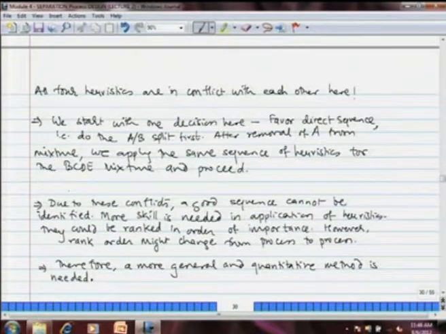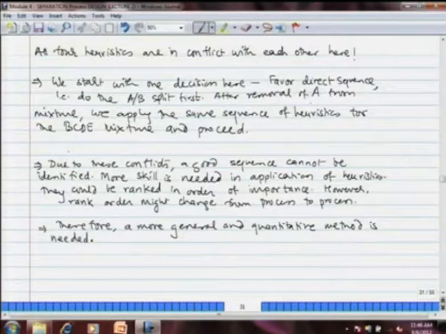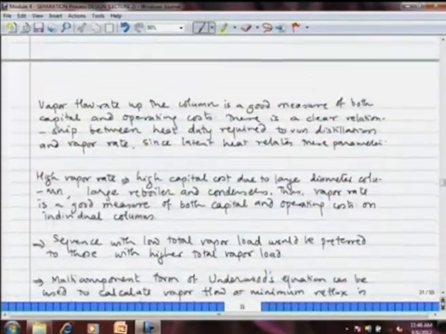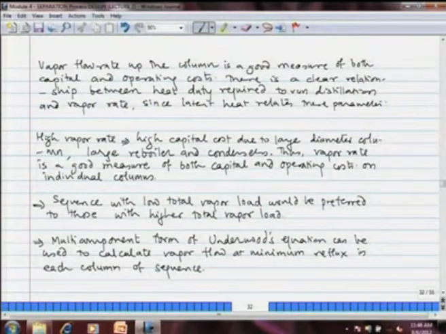Therefore, we need a more general and quantitative method for deciding between the column sequences. Now, vapor flow rate inside the column is a good measure of both capital and operating cost. Higher vapor flow rate means you require a fatter column, and that increases the fixed cost as well as operating cost. Higher vapor flow rate will also mean higher heat duty at the reboiler, that means an increase in operating cost also. Fatter column due to high vapor flow rate increases capital cost, higher heat duty at reboiler increases operating cost.